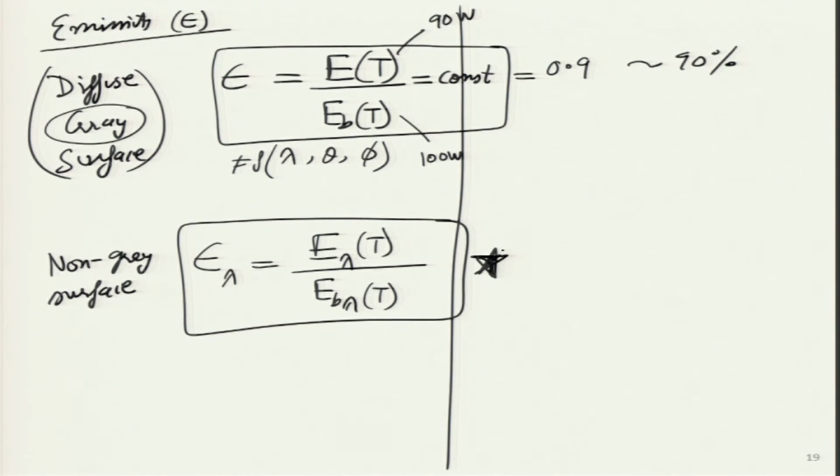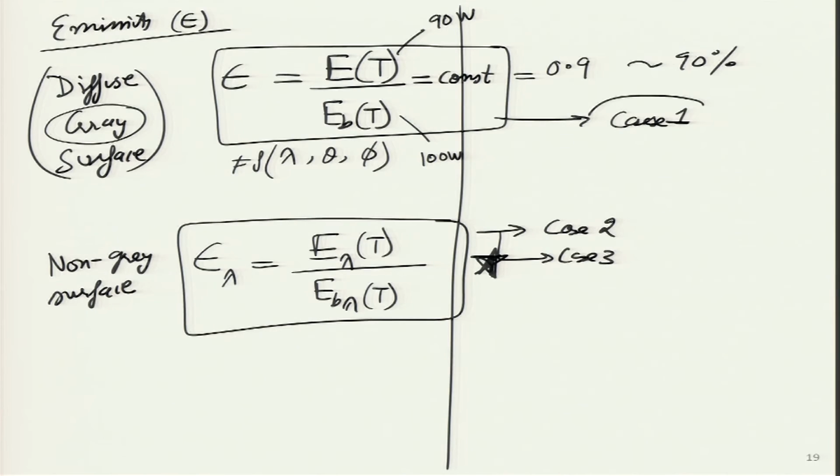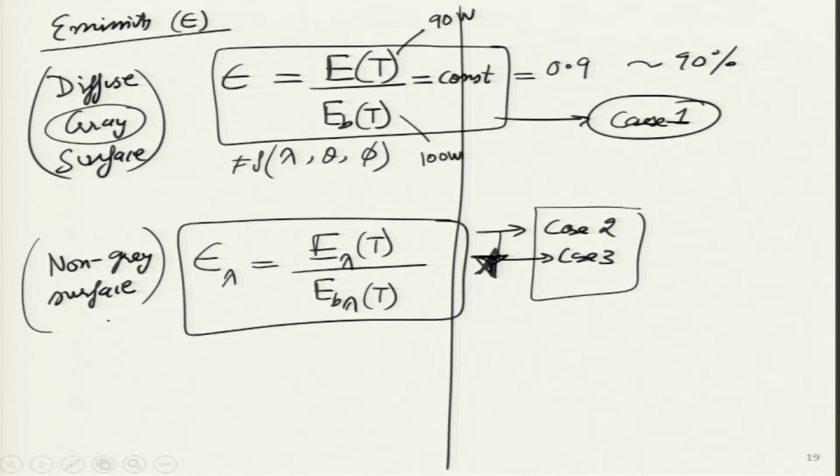So, our case 2 and case 3 were coming out from this particular equation. Case 1 was coming out from the first equation, because it was a grey body. Case 1 is a grey body, so it is coming out from here. Case 2 and case 3 are coming from the non-grey surface emissivity.